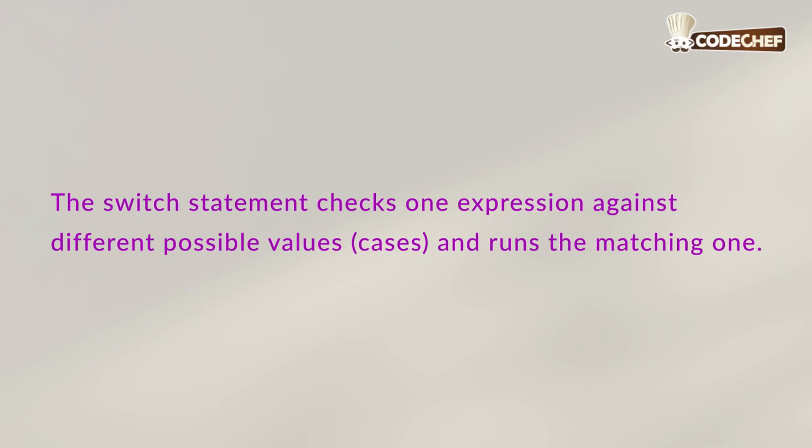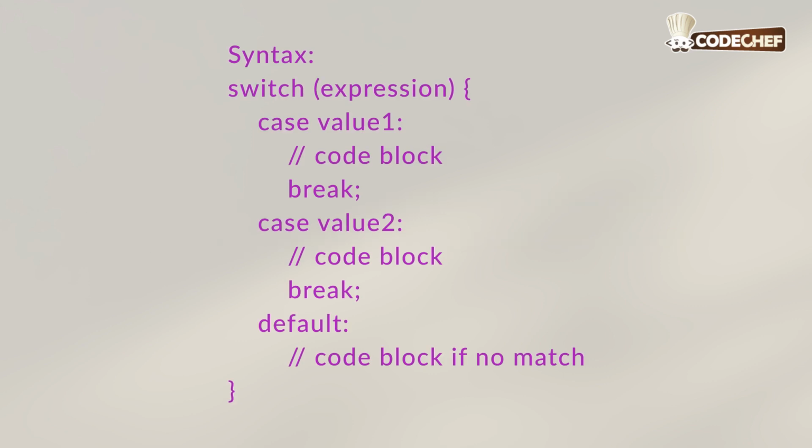Switch statements. The switch statement checks one expression against different possible values and runs the matching one. The syntax is: evaluate the switch expression, compare it with each case value. If a match is found, execute the case's code until a break is reached. If no case matches, execute the default block if present.